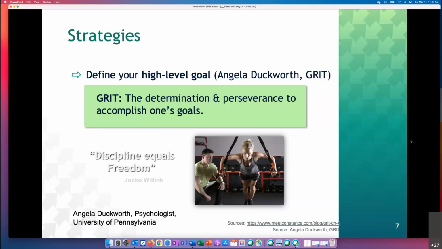As a student, as a researcher, again, these are some things that you can consider and practice.